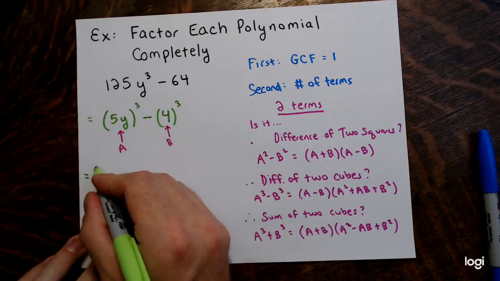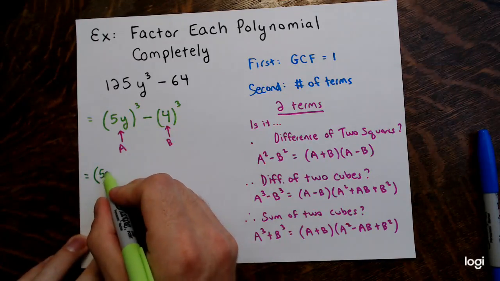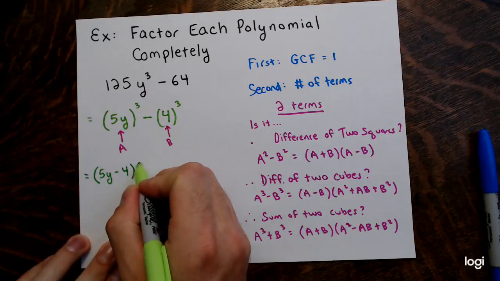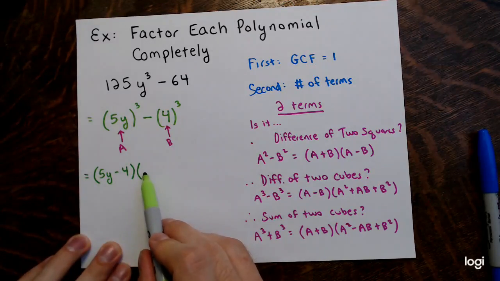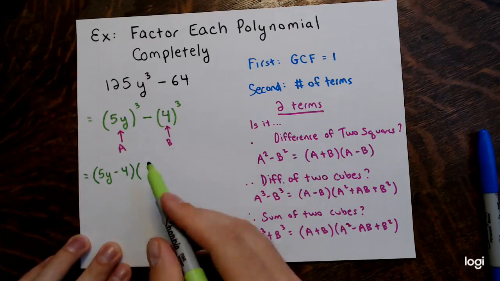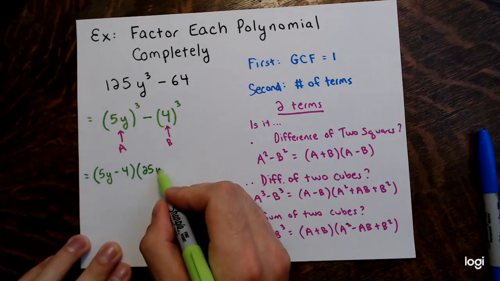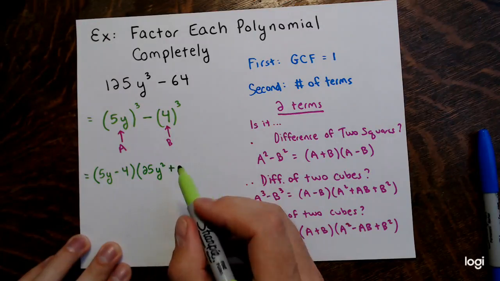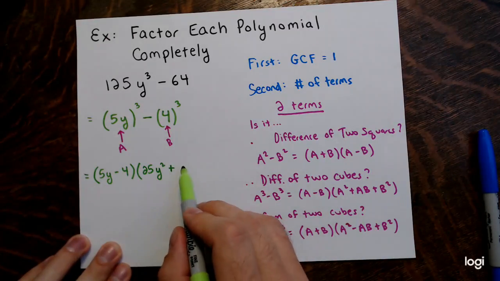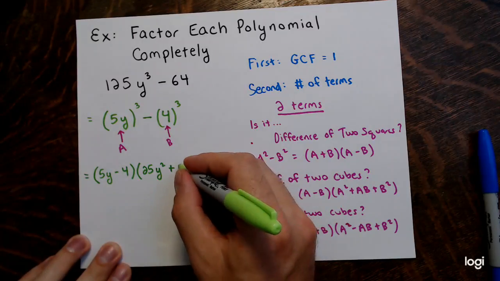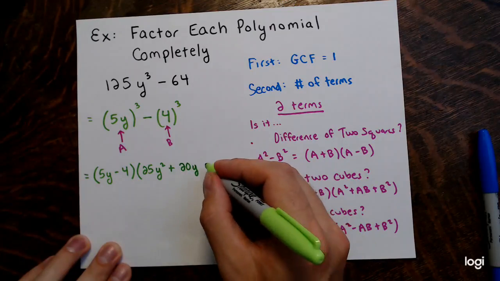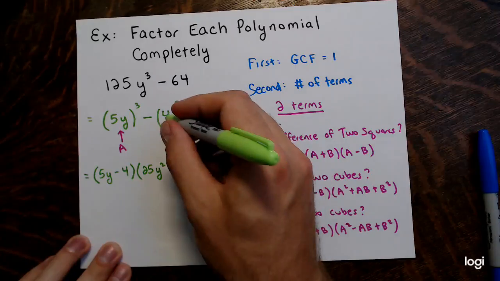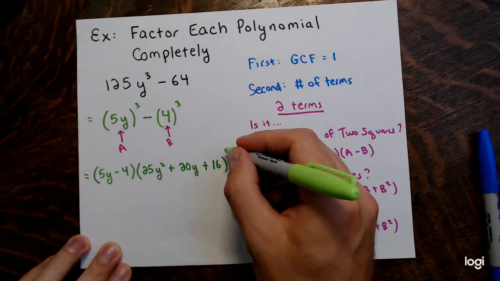The first factor is just going to be A minus B, 5y minus 4, times A squared, so that's 5y squared, 5y times 5y, or 25y squared. Then plus AB, 5y times 4, which is 20y. And then plus B squared, 4 squared is 16. And there you go.